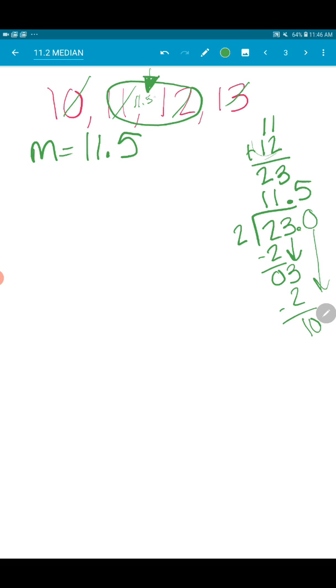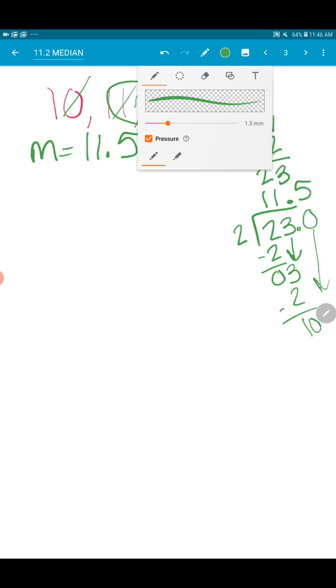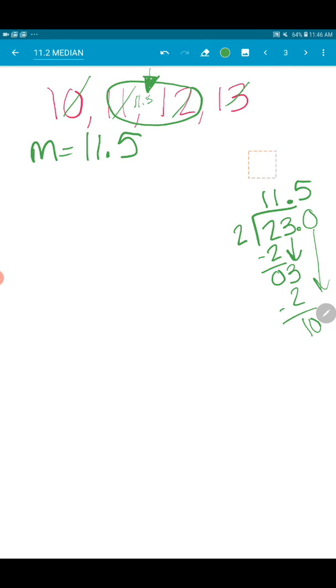So some of you already saw 11.5 in your head right away. Others of you, just find the mean of the two numbers. So add the two numbers up, divide by 2. And you all have calculators on your Chromebook or on your phone, so please go ahead and use your calculator on these. I'm going to erase my work over here so I have some more space.